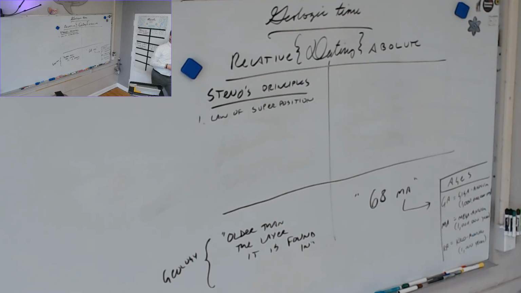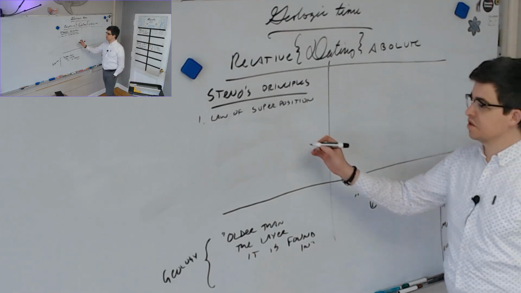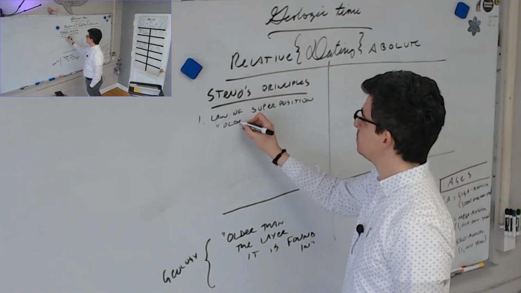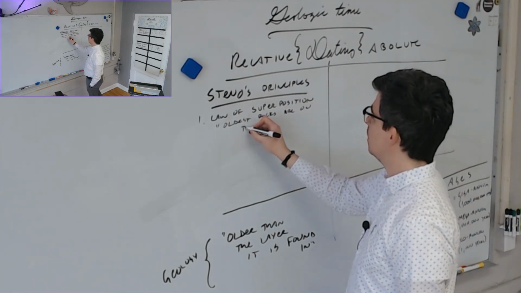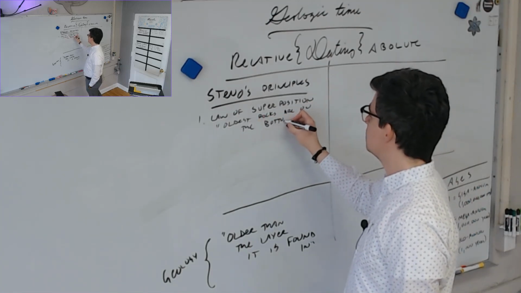If we have a pizza, what did we have to put down first to make the pizza in the right order? The crust. The crust has to go first because it's on the bottom. We want it on the bottom, so we put it down first. That's the law of superposition. The oldest rocks are on the bottom. Always true?